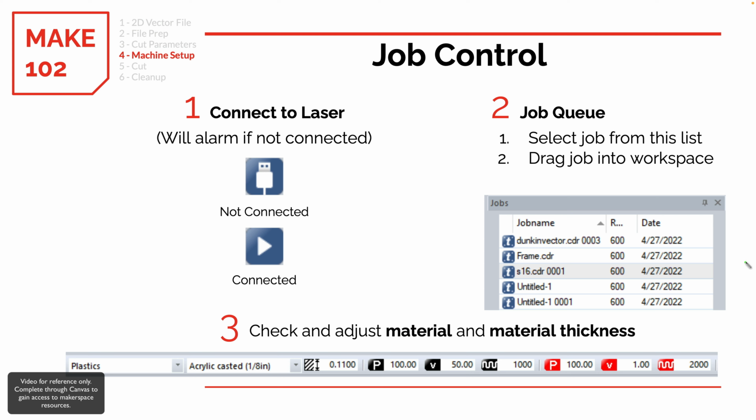On this page are shown things we just talked about, just enlarged so you can see them a little bit better. Here are the icons that represent the connection state of the laser, the job queue, and down here is the configuration ribbon. So this should be your major category, your minor category, your workpiece thickness, the engraving power, engraving speed, and engraving pulse frequency, the cutting power, cutting speed, and cutting pulse frequency.